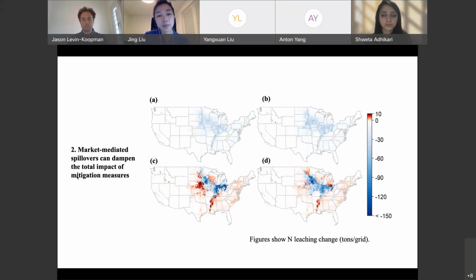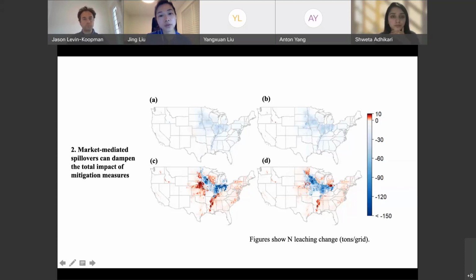So the commodity prices are actually uniform nationwide. So even though you see this red area, they are not directly affected by the policies sometimes. We don't have the control drainage or wetland implemented directly in this area, but they are affected by the corn price. So if these farmers produce less and the corn price goes up, these farmers will have to invest in this control drainage or wetland.